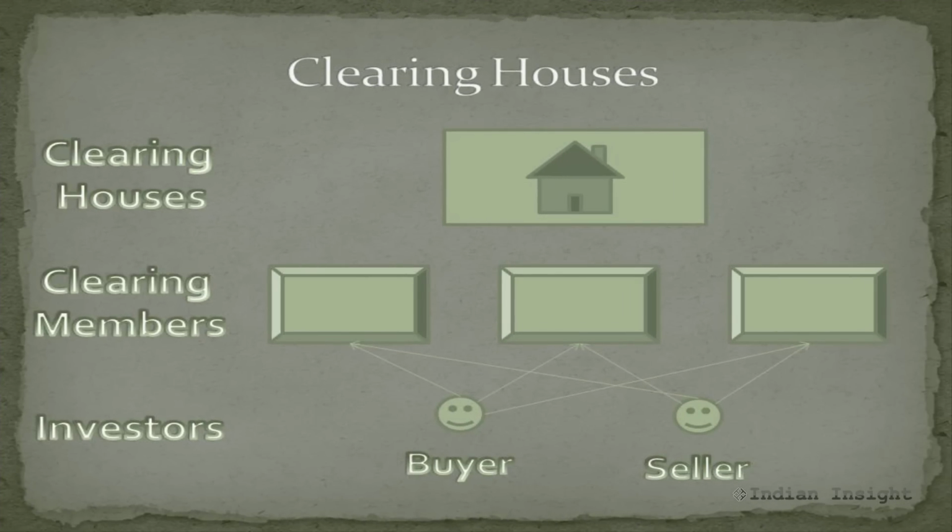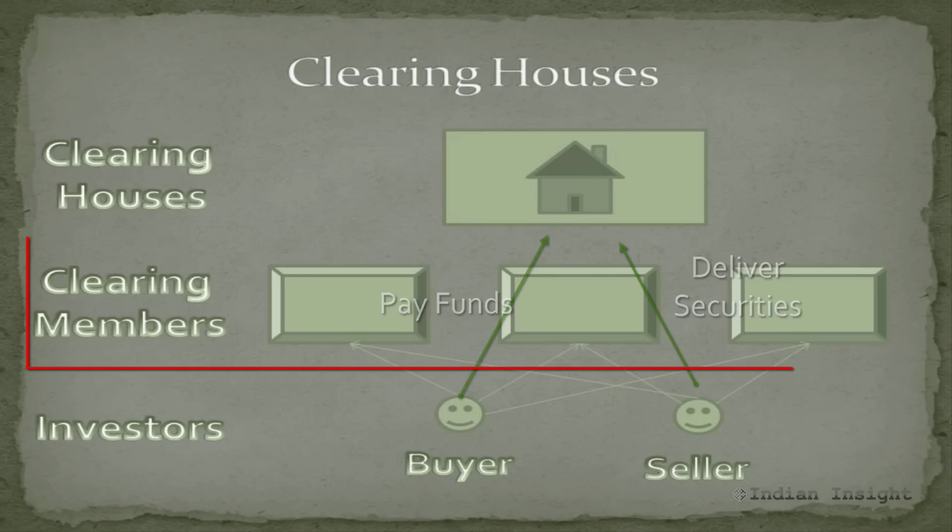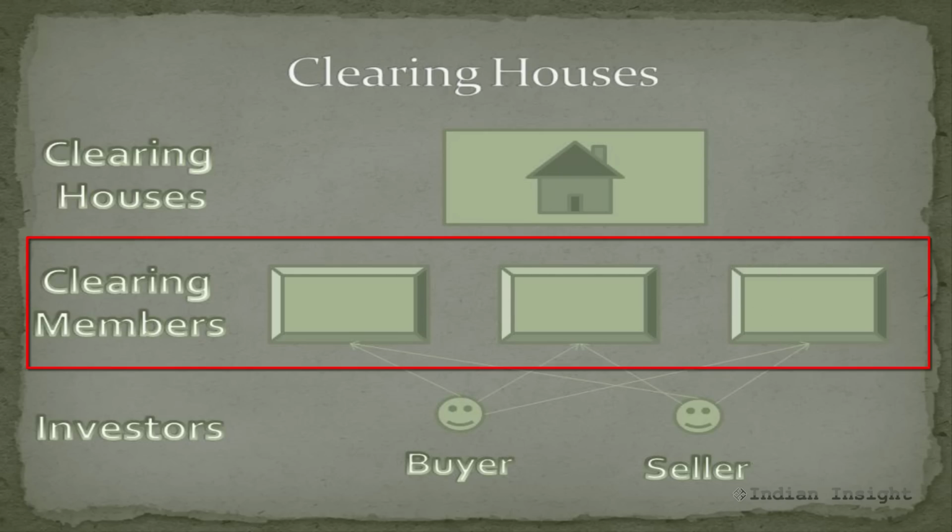Clearinghouses facilitate the clearing process we described earlier. Now clearinghouses are set up as independent entities who act as counterparties for all trades executed on the exchange. Hence, all buyers pay funds to the clearinghouse and all sellers deliver the securities to them. Clearing members are members of the clearinghouse who facilitate these transactions by directly interacting with buyers and sellers.